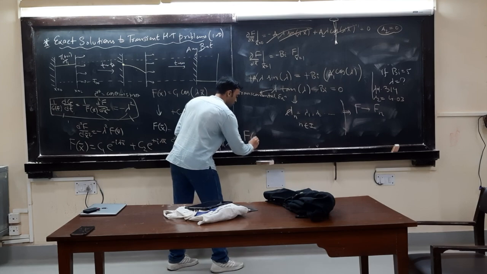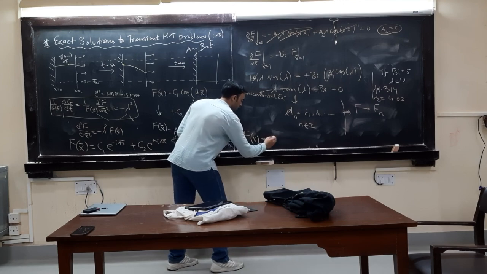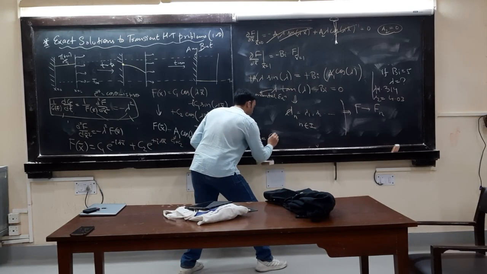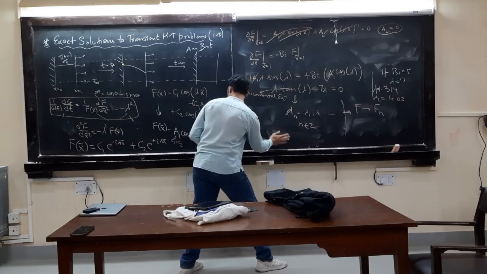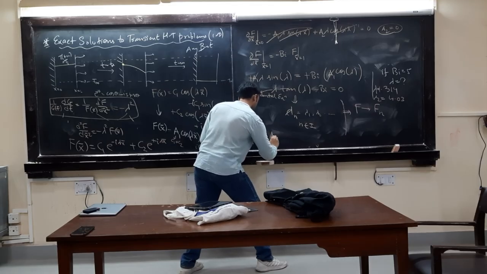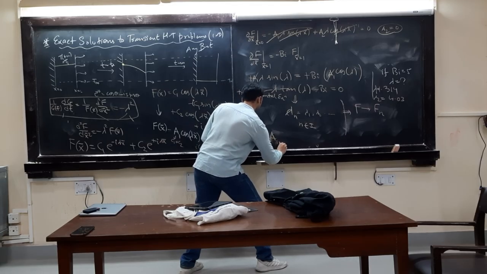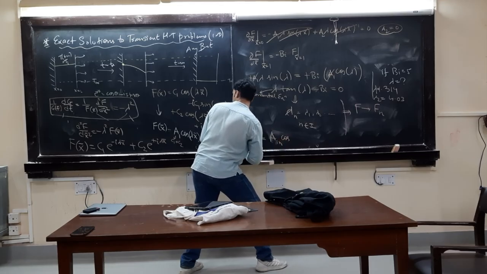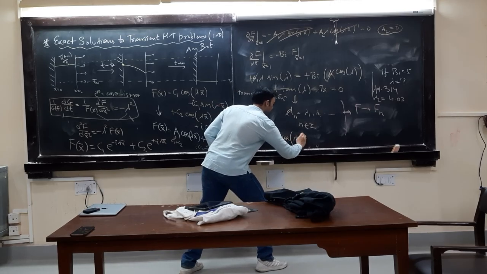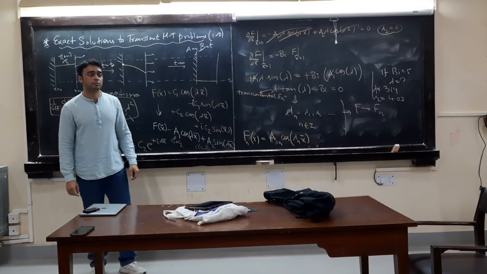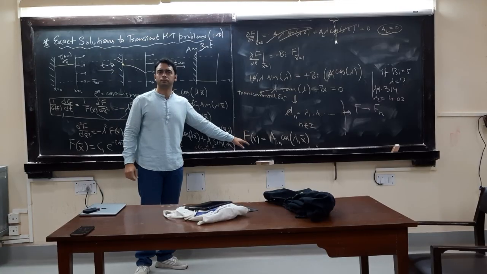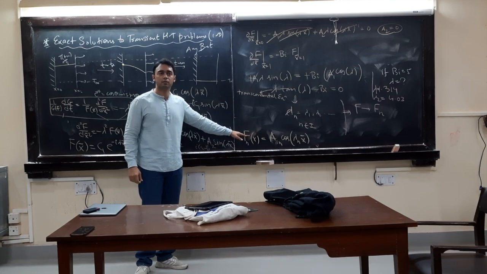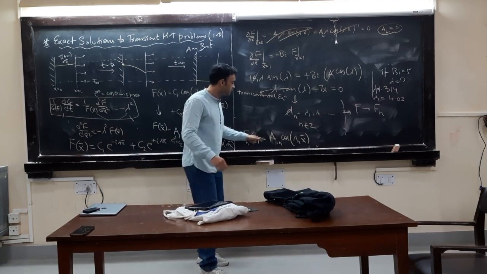How can F be equal to C? What was the function F? A1n cos lambda n x bar. Yes, please wait. Do you agree with this? Okay. What is this equation telling you?